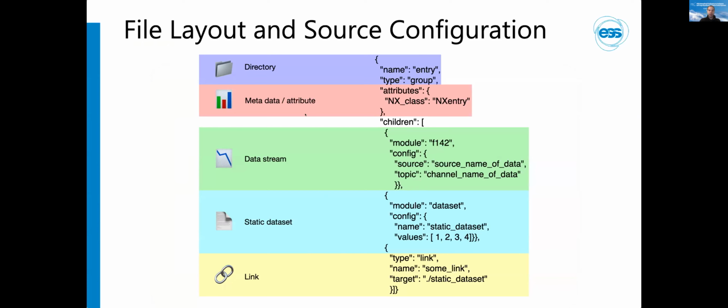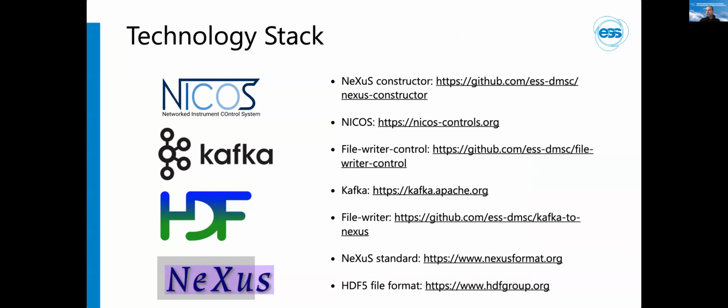Don't have to look too closely at this, but you have directories and you have metadata, and you can configure data streams. And static data sets, i.e. data sets that only are written to when the file writing job is created, but are otherwise static. There is also support for links and a few other structures as well.